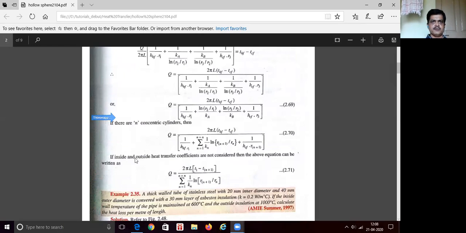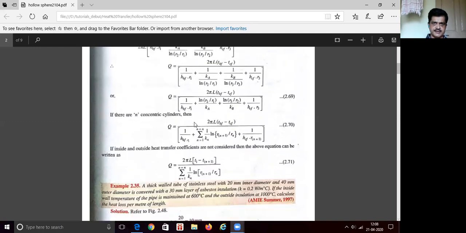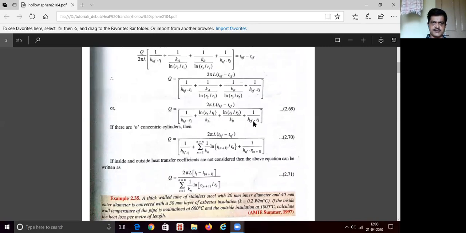Now Q by 2 pi L is taken outside, and some simplification is done. Then we get the equation, that is 2.70 or 2.69. You can see this first part is due to convection. The outside part is also convection. This is A, and this is through B. These are all thermal resistances if you take 2 pi L into the denominator. So we get Q through the composite wall.